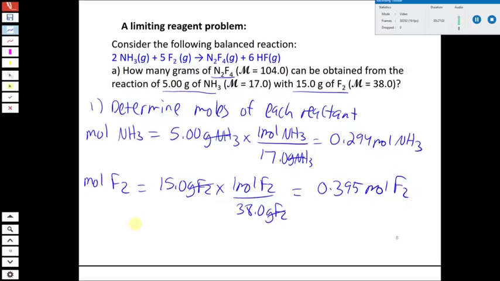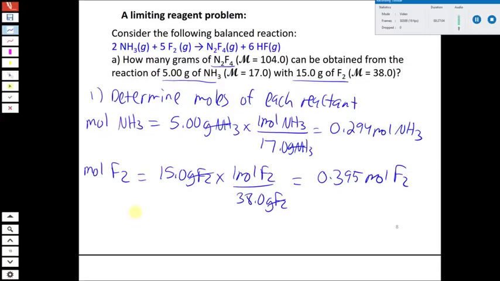Now, another common mistake that people make is they say, oh, I have less moles of NH3, that must be the limiting reactant. But remember, that's not alone enough to tell you that. We have to divide the moles by the stoichiometric coefficients to figure out which one the limiting reactant is. Because in the balanced chemical equation, they participate in different amounts. 2 moles of NH3, 5 moles of F2, that ratio. So to get the stoichiometric ratio, then we have to divide by the coefficients. So we're going to determine stoichiometric ratios for each of these.